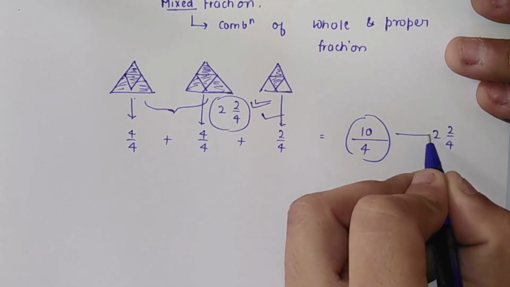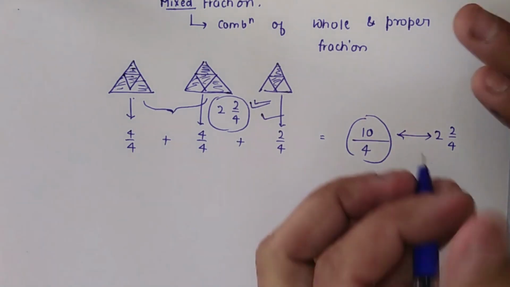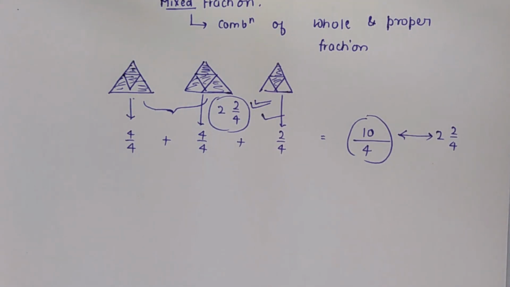So we can say an improper fraction can be expressed in the form of a mixed fraction, or a mixed fraction can be expressed in the form of an improper fraction. How we convert these two we'll see later, but we can say that an improper fraction can be expressed as a mixed fraction and vice versa.